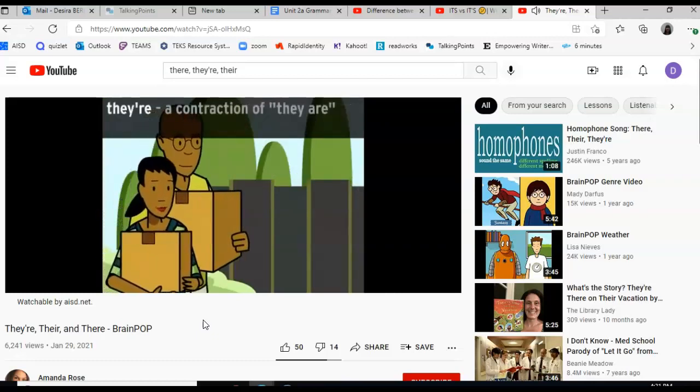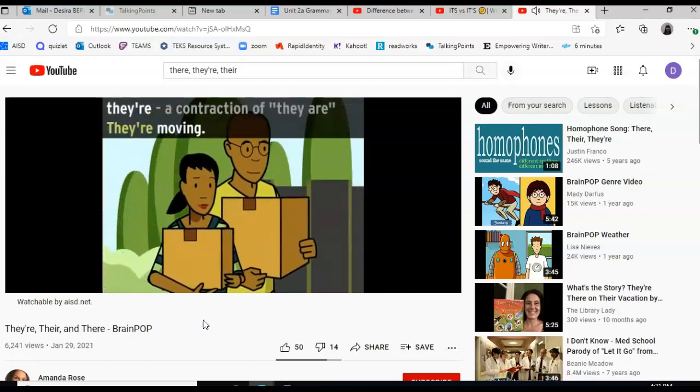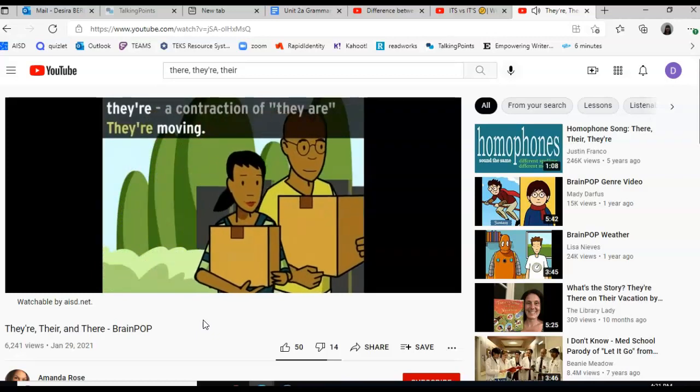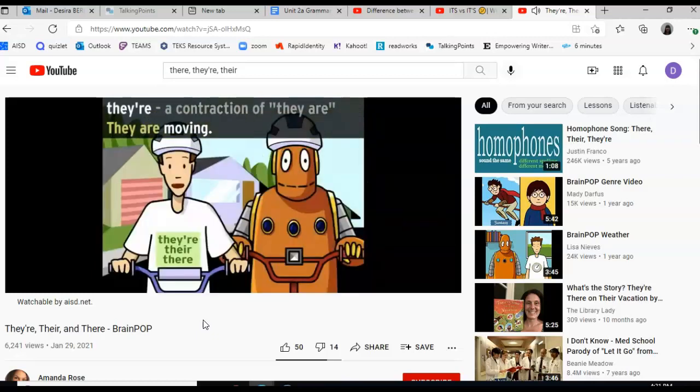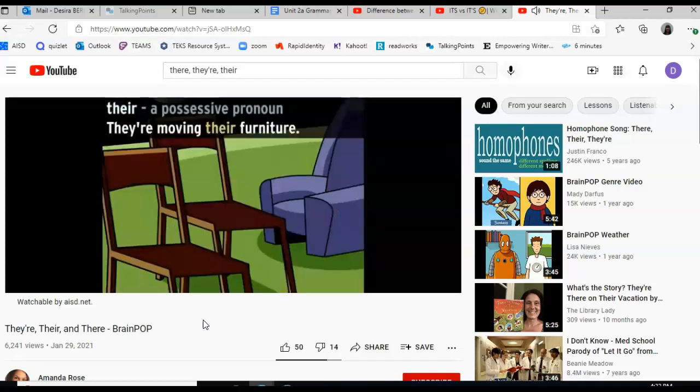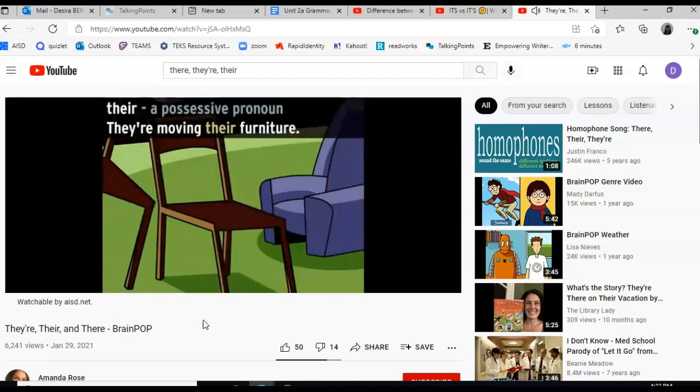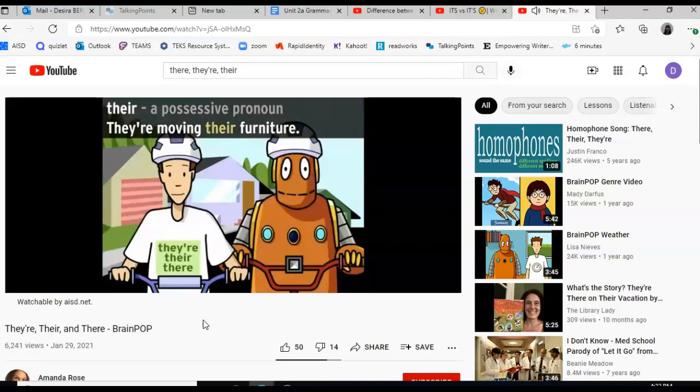They're is a contraction of they are. They're moving. You can check its usage by asking yourself if it works as they are. They are moving. That works. Their is a different story. It's a possessive pronoun that indicates ownership. They're moving their furniture. The furniture belongs to them. They possess it, so it makes sense that we use the possessive pronoun to indicate the ownership.